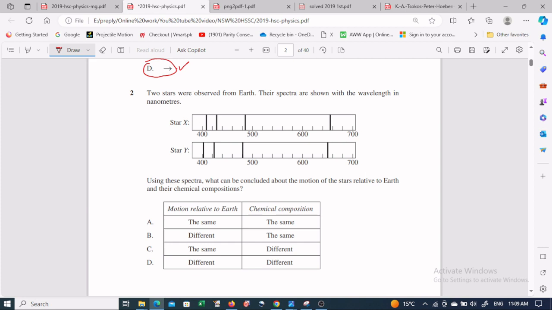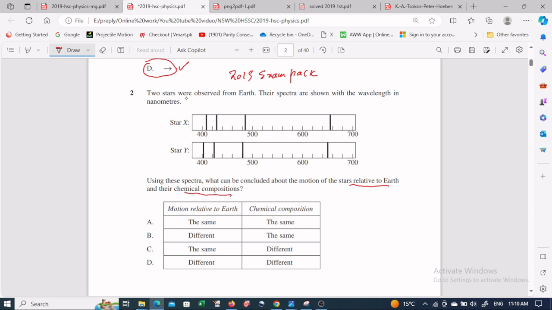Now in this video, I've discussed HSC 2019 exam pack question 2. Two stars were observed from Earth, and their spectra are shown with the wavelength in nanometers. So here is the star X. Its spectrum is shown in the figure, and using these spectra, what can be concluded about the motion of the star relative to the Earth and their chemical composition? So we have to discuss the star's motion relative to the Earth as well as their chemical composition.